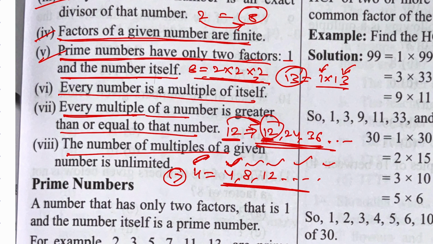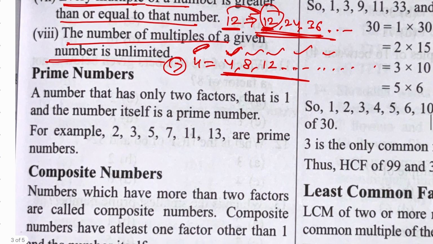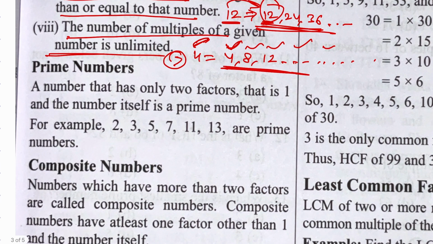The number of multiples of a given number is unlimited. Right? See, this chain continues: 4, 8, 12, 16, 20, 24, and so on and so forth. It will continue without end. Getting the point? And 0 is a multiple of every number. 0 is a multiple of any number.